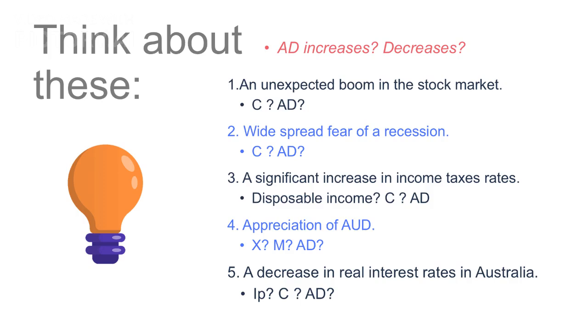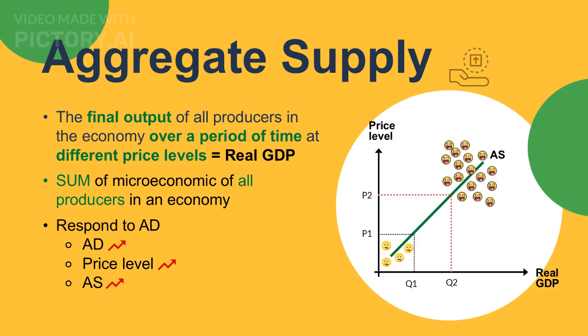Think about how different scenarios, like a stock market boom or changes in interest rates, can increase or decrease aggregate demand. Aggregate supply is the total output of all producers in an economy at different price levels, represented by real GDP. The upward-sloping aggregate supply curve, also known as the short-run aggregate supply curve, shows the positive relationship between price level and real GDP in the short run.